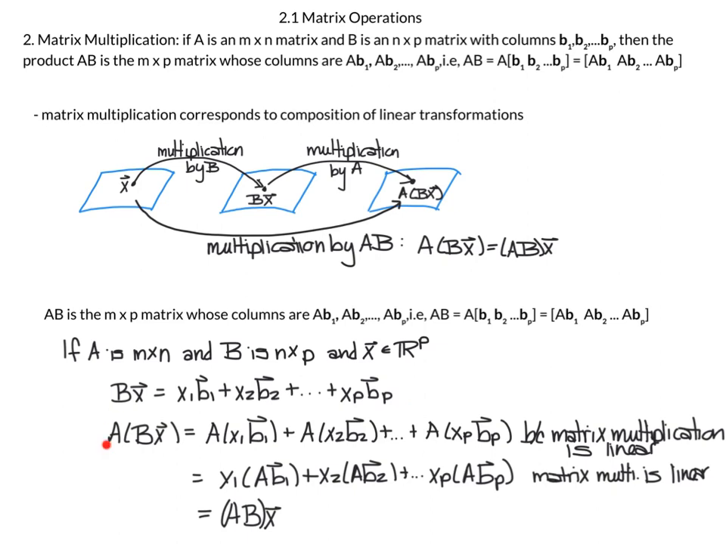Then in turn, if we take A times our Bx, we're going to have A times x1 b1 plus A times x2 b2, up to A times xp bp, because that's how we define matrix multiplication. And because it's linear, we can take out the x, and we get x1 times Ab1 plus x2 times Ab2 plus up to xp times Abp, because matrix multiplication is linear. This is just equal to A times B, so we have AB times x.